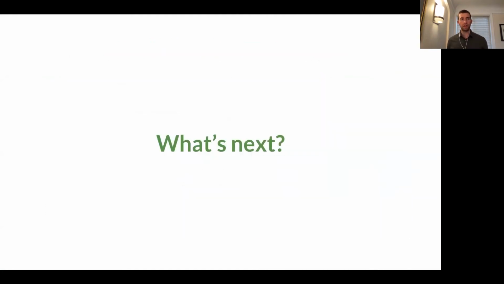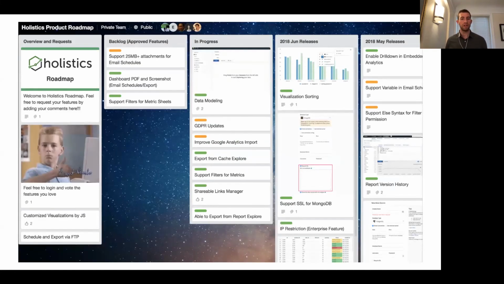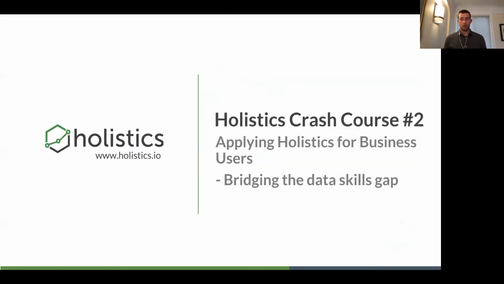As far as what's next or what we have coming up, this is our public-facing product roadmap. From here, you can see that we're working on a ton of things, a lot of things that people have been sending in. Some of the ones that I'm most excited about are PDF email exports, as well as the ability to filter metric sheets, or supporting more filters on metric sheets, and I'll show that today as well. So if there's any questions there, let me know.